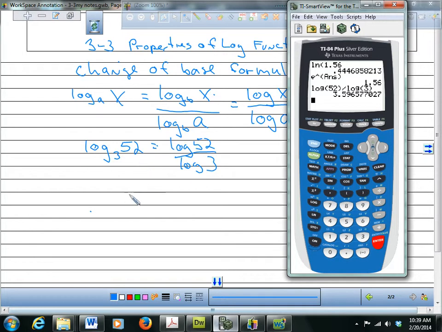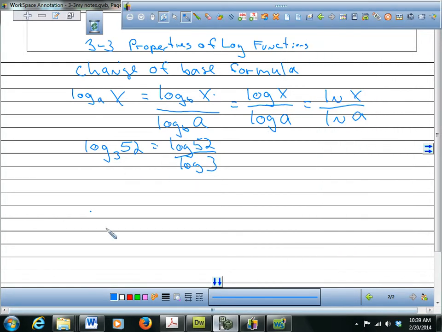Notice that if I use natural log, it should give you exactly the same answer. Does it give you the same answer? Yes. Isn't that amazing? So it doesn't matter which logarithm you use. It could be base 10 log, it could be natural log. The change of base formula is a very useful thing to solve problems with.